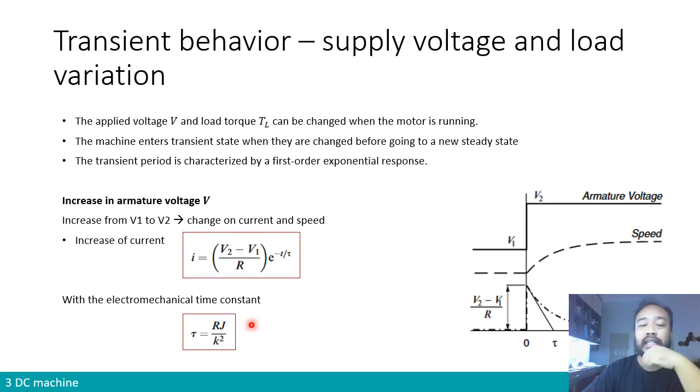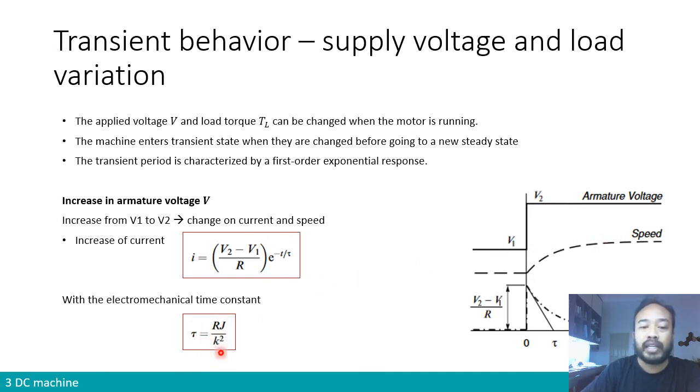So inertia basically explains the time that it takes in order to increase the speed. The more inertia or the more weight you have on your shaft, the harder it will be to accelerate, so the acceleration will be much slower. If J is smaller, then it will be much faster to accelerate.